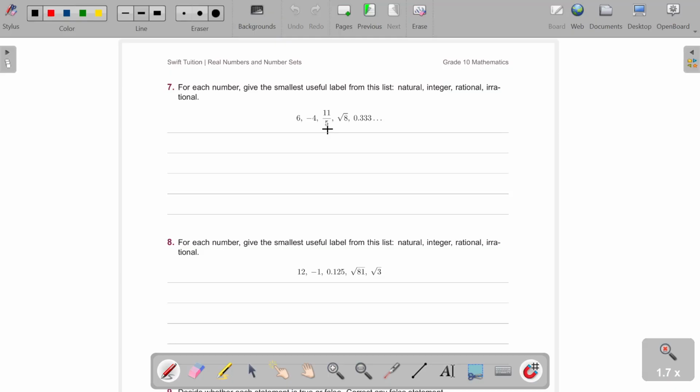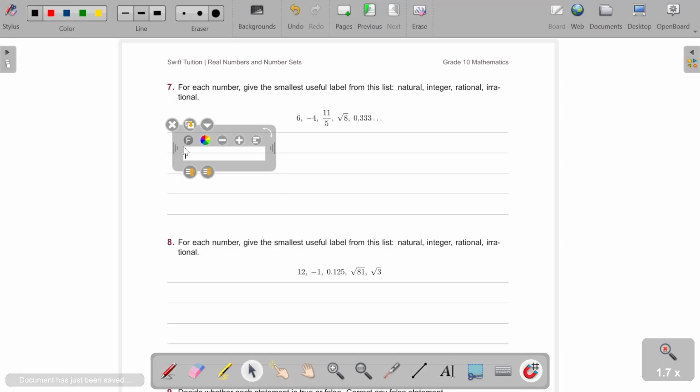Because remember, natural numbers are counting numbers starting from 1. So 6 must also be a natural number. So in this particular case, I can count 6 as a natural number. 6 can be more specifically referred to as a natural number because that's the smallest useful label for it. Then -4 is clearly going to be an integer. 11/5 is a clear-cut rational number.